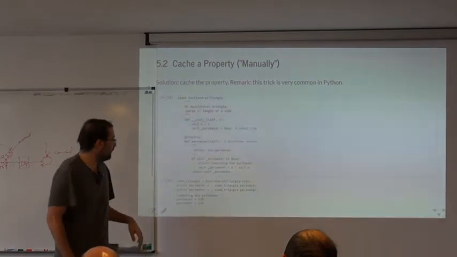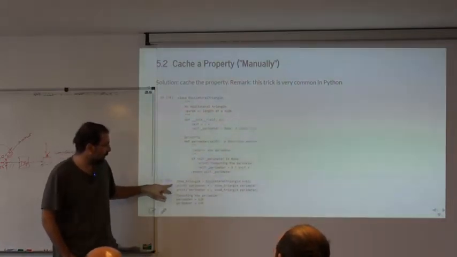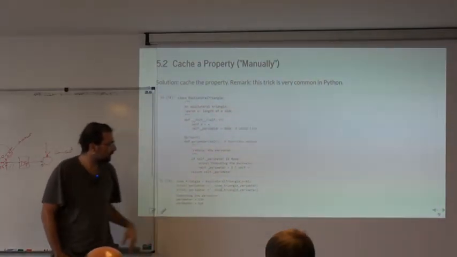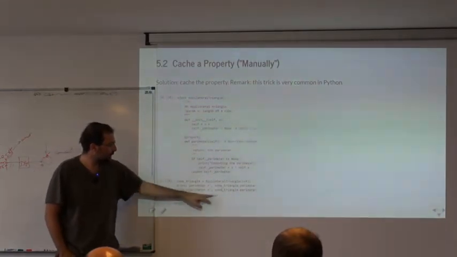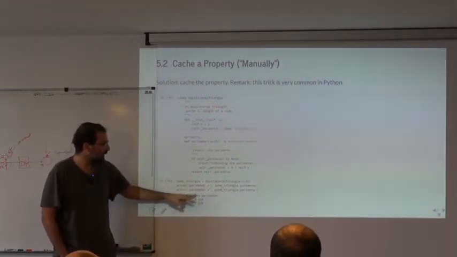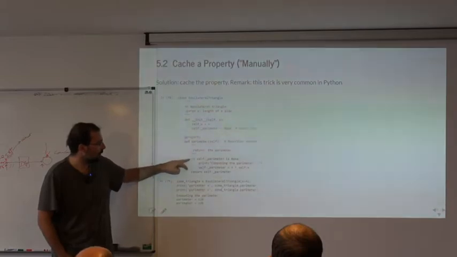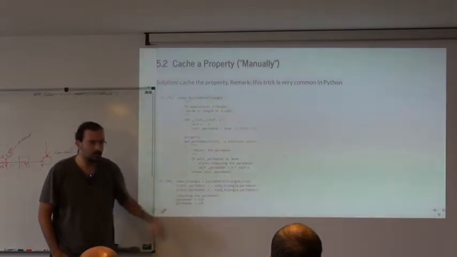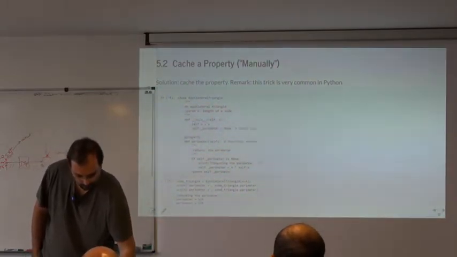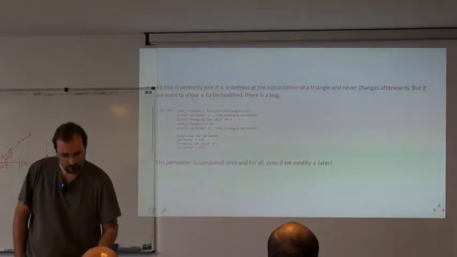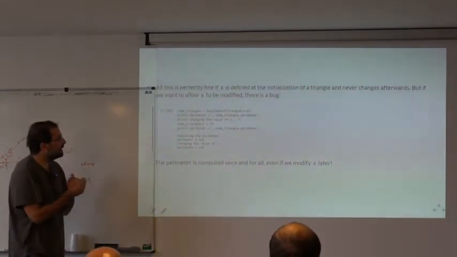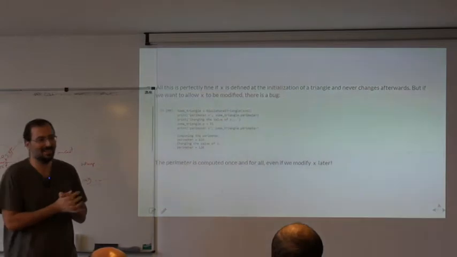Okay, so now when I call the perimeter, it computes the perimeter and I have the value. And if I call it a second time, now the value is known, so it will just return the perimeter. So it works. But now I have a new problem.